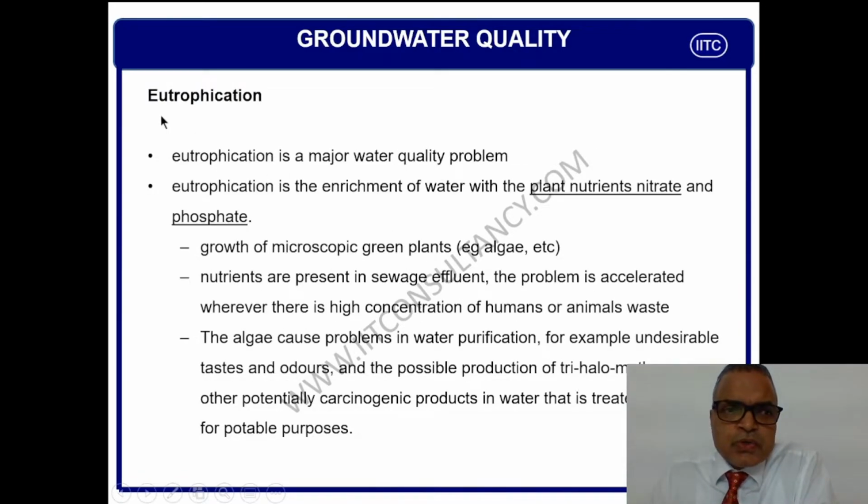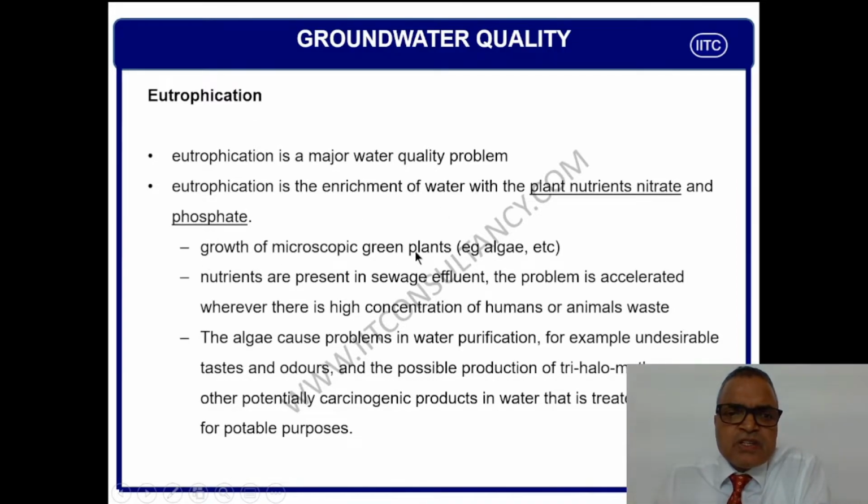Guys, now we are going to see eutrophication. Eutrophication is a major water quality issue that has been known for years, and now it is one of the major problems because of industrialization and plant growth. Eutrophication is the enrichment of water with plant nutrients, nitrate and phosphate.